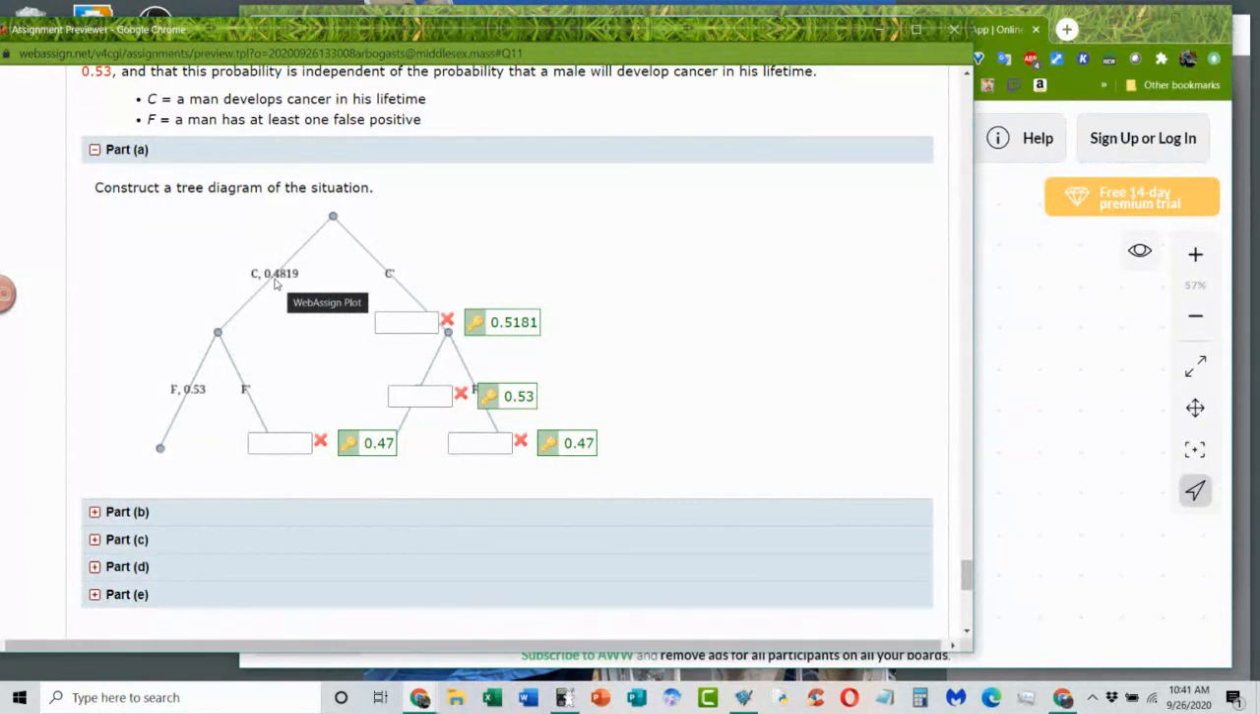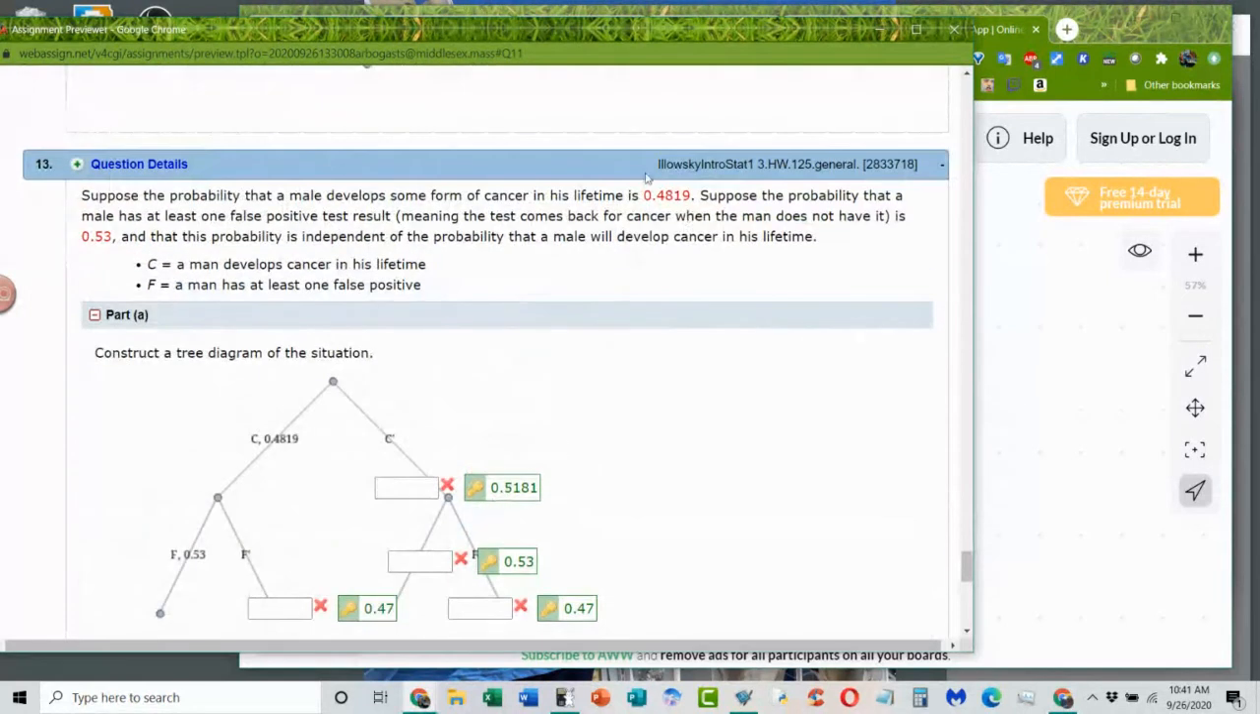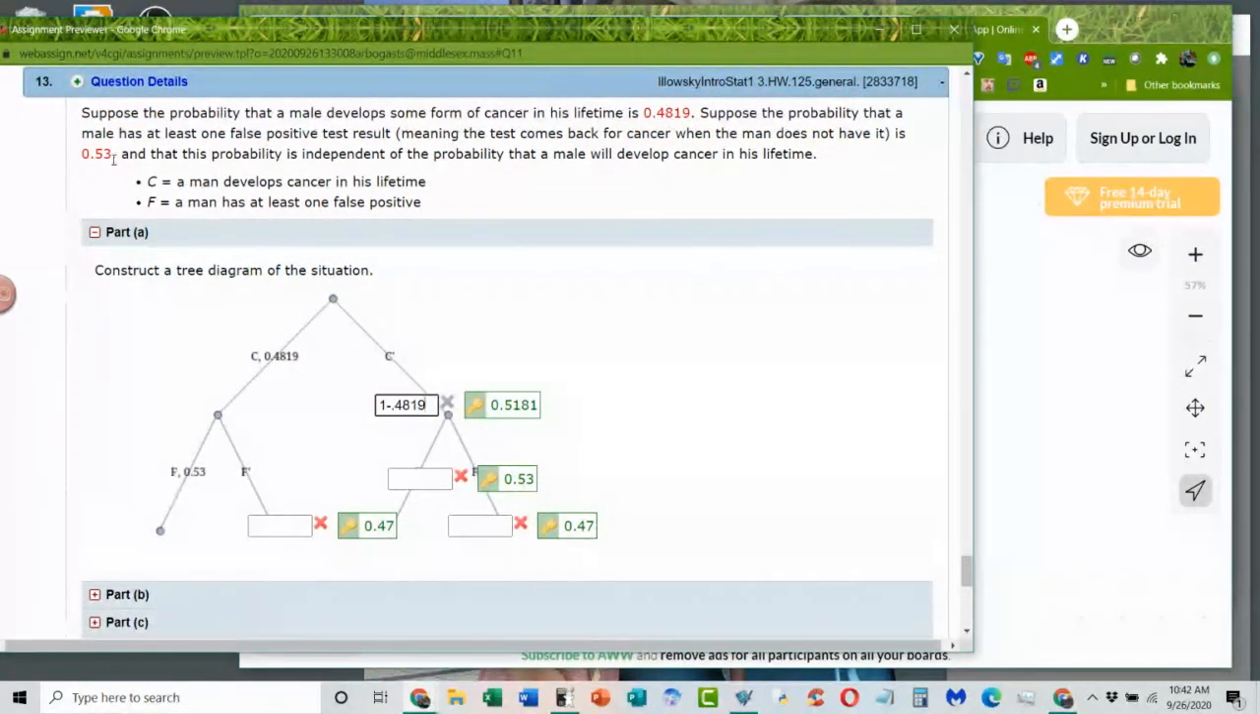So this is the probability. They're making a tree diagram. The probability that you have cancer is 0.4819. The probability that you don't have cancer is 1 minus 0.4819. The probability the test is wrong is 53%, and that it's not wrong is 1 minus 0.53. Those things stay the same on the next tree. So F is still 0.53, and not F is still 1 minus 0.53. That's how you calculate those values. This is the one that was given, and this is going to be the complement.